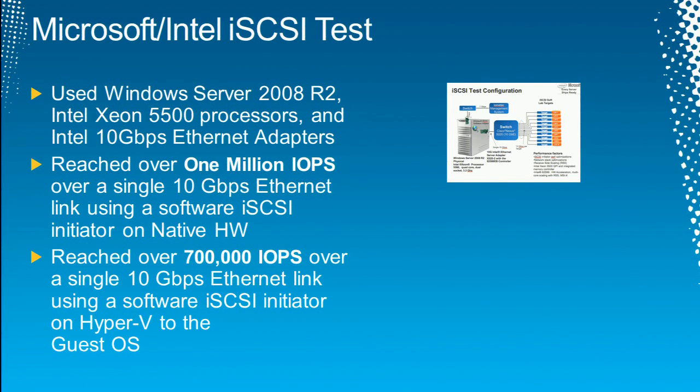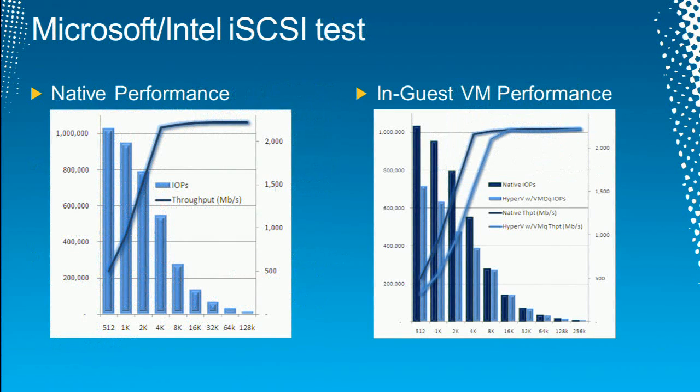When we connected a Hyper-V VM directly to that same storage, using iSCSI, using the guest iSCSI initiator, over 10 gig, we saw 700,000 IOPS pushed over that, which is an incredible amount for a virtual machine. So again, great performance. And again, more about that. The throughput, the performance is excellent and in line, very close to what native is doing.